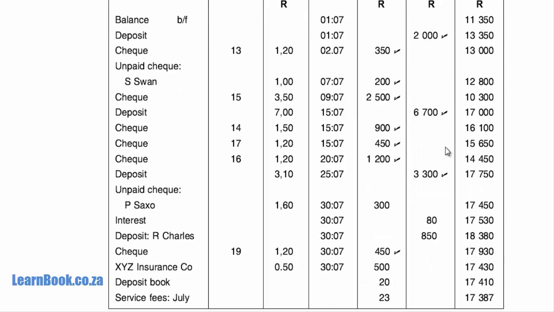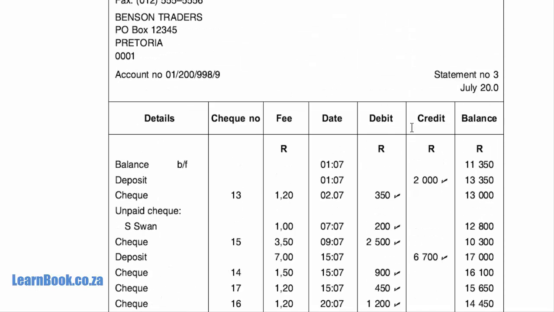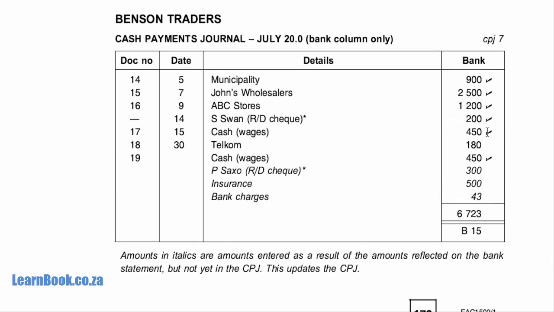So we also see that 80 and 850 is not reflected in the CRJ. So we know that we have to enter these amounts, 80 Rand and 850 Rand, in the CRJ. We now look at the CPJ.